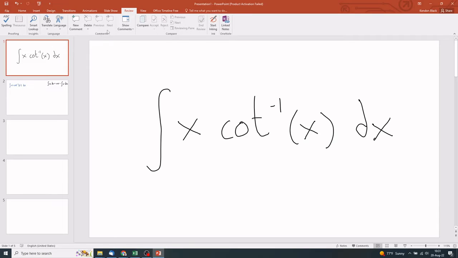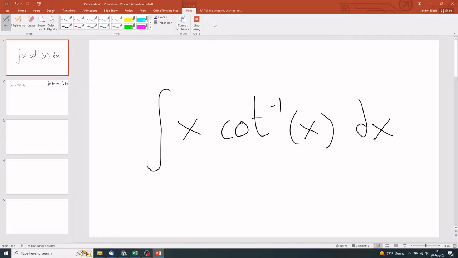Whenever you have an integrand that looks like something where if you were going to differentiate, you might use the product rule, you have some function of x, in this case just x, multiplied by some other function of x, arc cotangent of x. If we were differentiating that, we would use the product rule. And usually when that's the case, if we're integrating, we would use integration by parts.